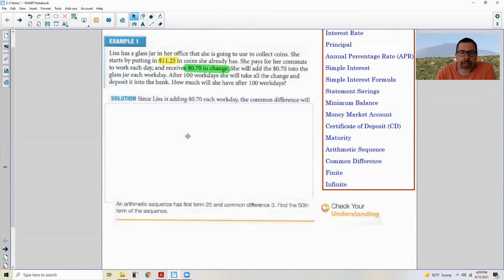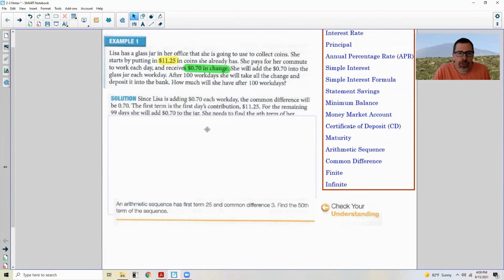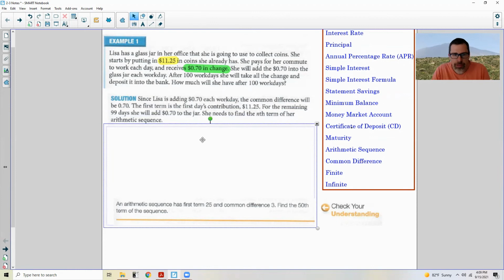Since Lisa is adding 70 cents each workday, the common difference is 70 cents. So common difference means how much does it change every day? It's common because it doesn't change. And when I say change, I don't mean coins. Okay, 0.70 every day makes it the common difference. The first term is the first day contribution, which is $11.25. And for the remaining 99 days, she'll add 70 cents to the jar. She needs to find the nth term of her arithmetic sequence.